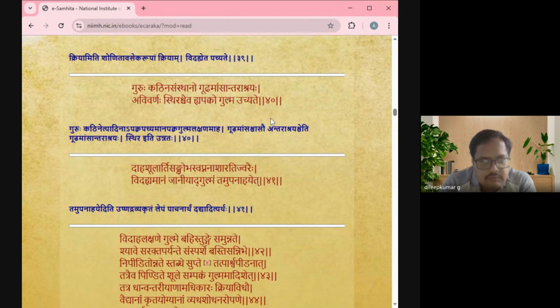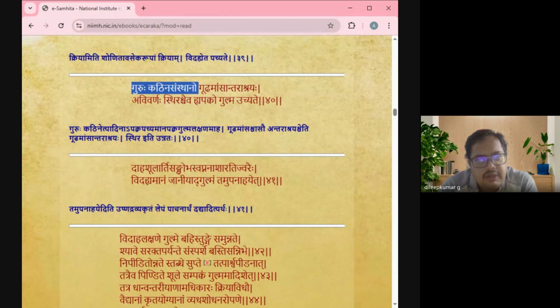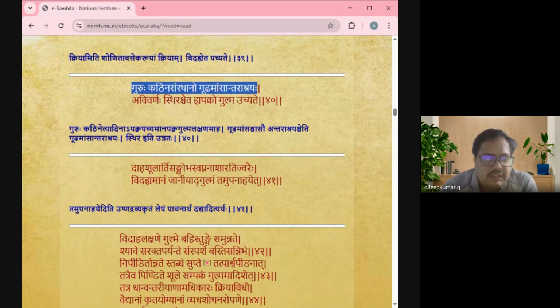Shloka number 40. There are two types of gulma based on pakwa and apakwa stage. Apakwa gulma is the benign type of gulma: guruhu katina samstana, benign in nature, hard in nature, heavy in nature. Guda Mamsa Antarashraya means deeply located or capsulated.